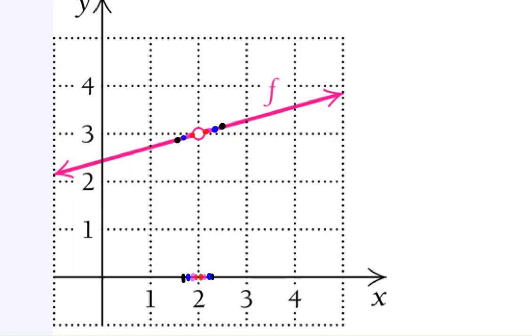And the way we would write that is that the limit as x approaches 2 of our function f of x equals 3. So that tells us that as you get very close to 2, the output values are getting very, very close to 3. However, we do have it that at 2, the value is undefined because we have that hole.